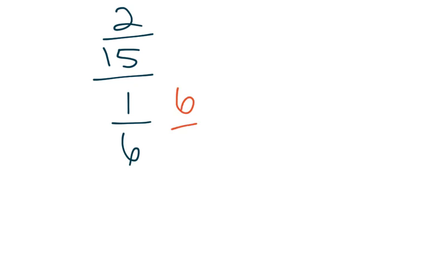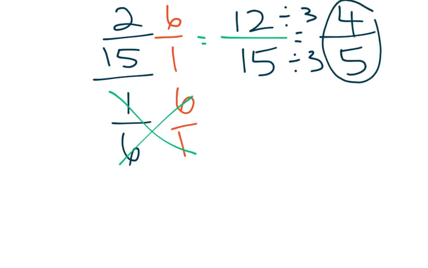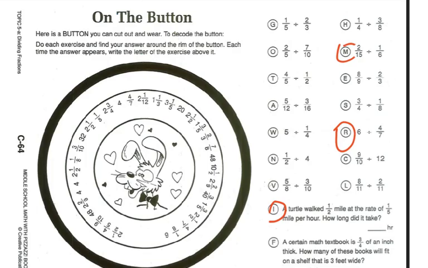And I'm going to flip over the bottom and multiply. So the 6's will cancel, the 1's will cancel, and then I'll be able to multiply across here. Well, 12 over 15, and 12/15 actually will reduce because they both have a 3 in them. So if I divide top and bottom by 3, I'll get a new fraction. 12 divided by 3 is 4, and 15 divided by 3 is 5. So my answer is 4/5.